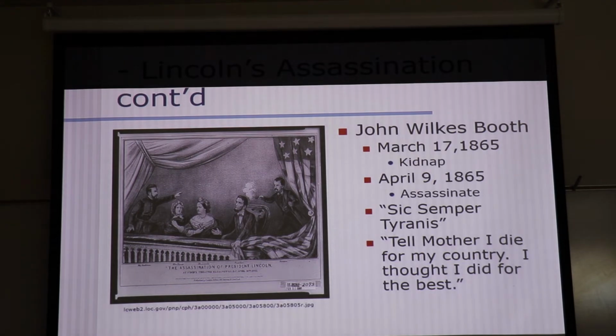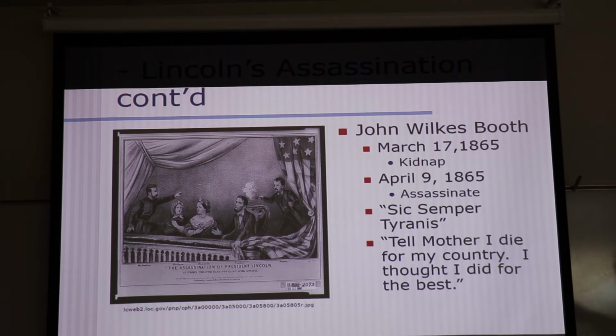That's when actor John Wilkes Booth sneaks into the presidential box holding a Derringer. Now, he had already tried to get rid of Lincoln back on March 17th, 1865. He tried to kidnap him, but that fell apart. But on April 9th, which was the day of Ford's Theater, he snuck in, shot him in the back of the head, jumped off the presidential box.